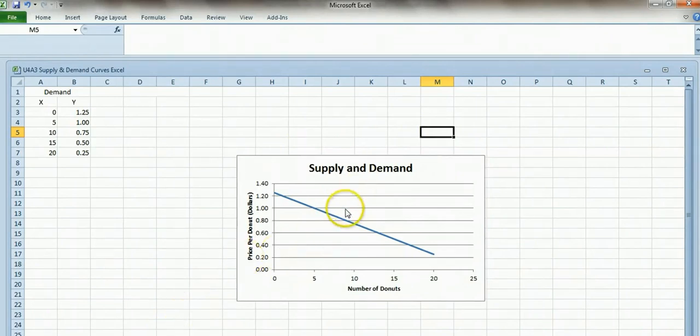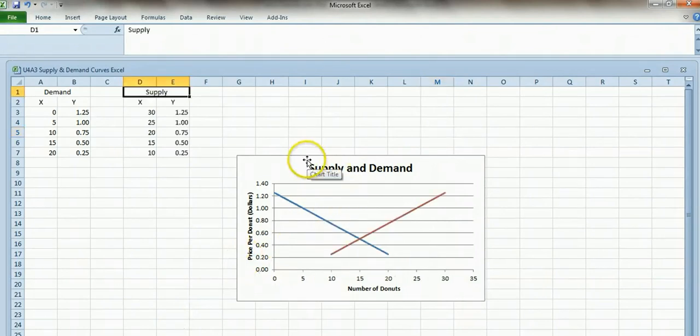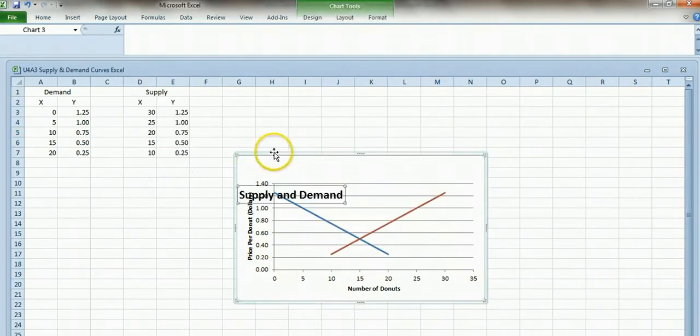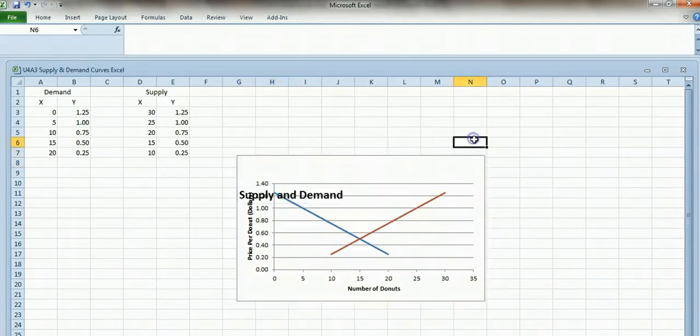Now we want to get in a supply curve. So we are going to take that information and move it over here. Oops, I didn't mean to do that.